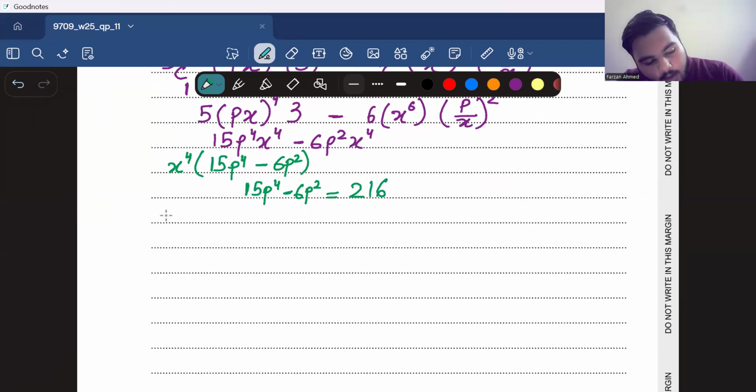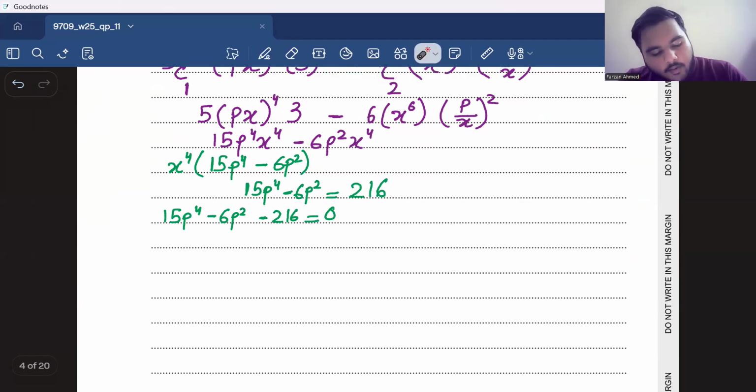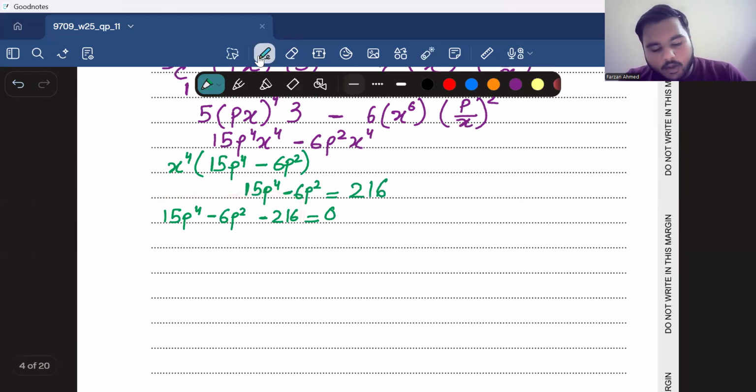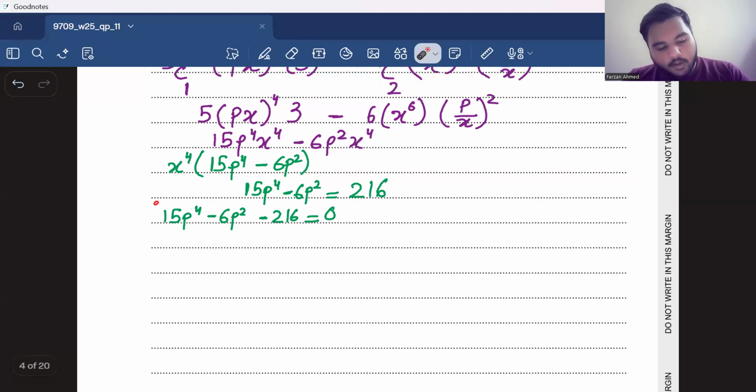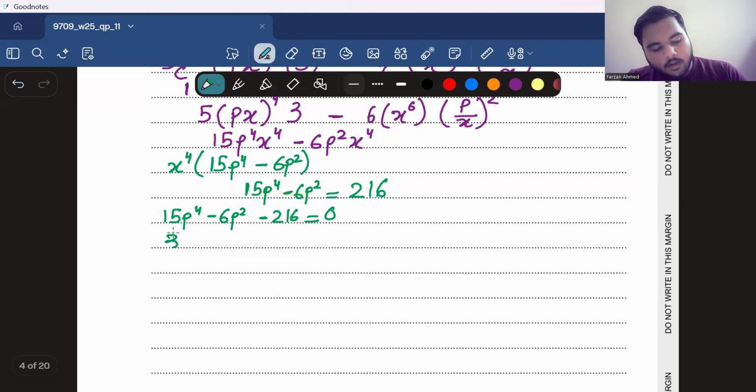Now, 15p raised to power 4 minus 6p squared minus 216 equals 0. Now we will divide this whole thing by 3. When we divide 15 by 3, it will become 5p raised to power 4 minus 2p squared minus 72 equals 0.